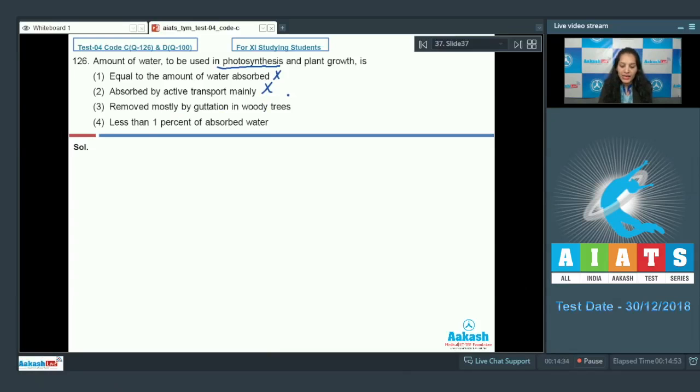Third, removed mostly by guttation in woody trees? No. This option is also ruled out as woody trees do not remove most water by guttation. They remove most of the water by transpiration. So, less than 1% of absorbed water? Yes. In photosynthesis, plants use only 1% or even less than 1% of absorbed water. So, the correct option for the given question is option number 4. Let's move on to the next question.